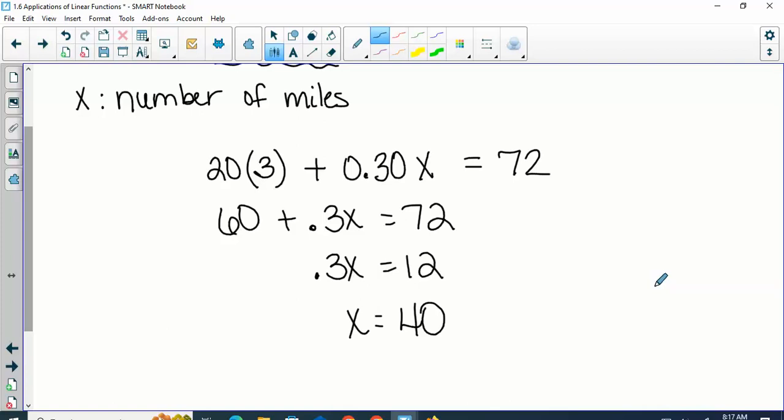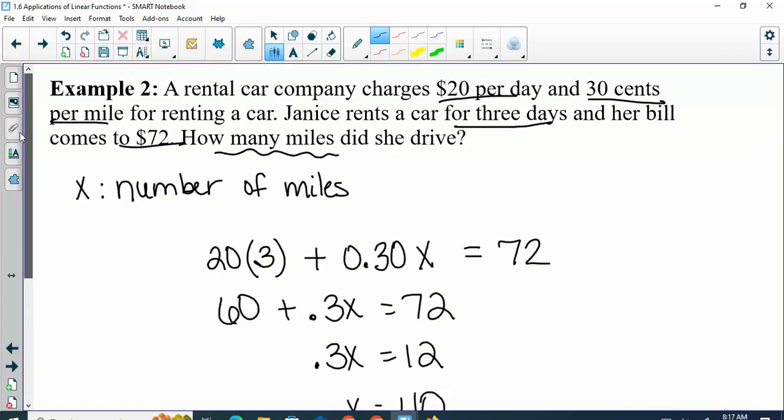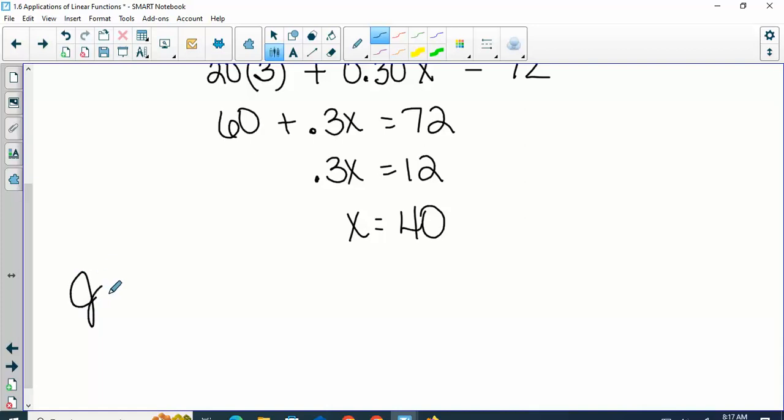I'm not done yet though. What do we have to do? Write a sentence. The question was, how many miles did she drive? So we can say, let's see, Janice drove 40 miles.